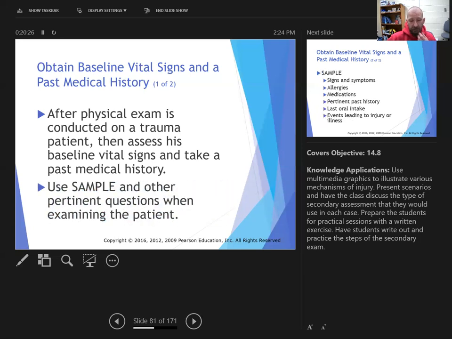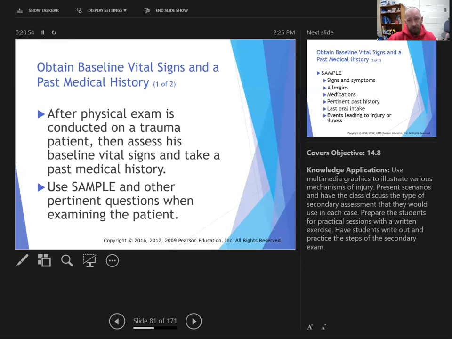We talked about SAMPLE, right? Past medical history. And we want this even on a trauma patient. If that old man fell and broke his shoulder while he was shoveling snow, I still need to know, has he had a stroke? Is he on anticoagulants? Is he on blood thinning medication?